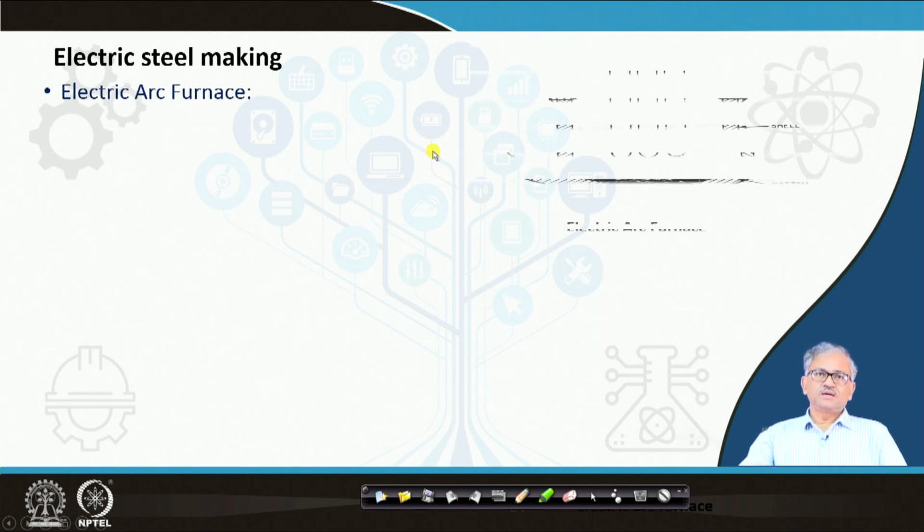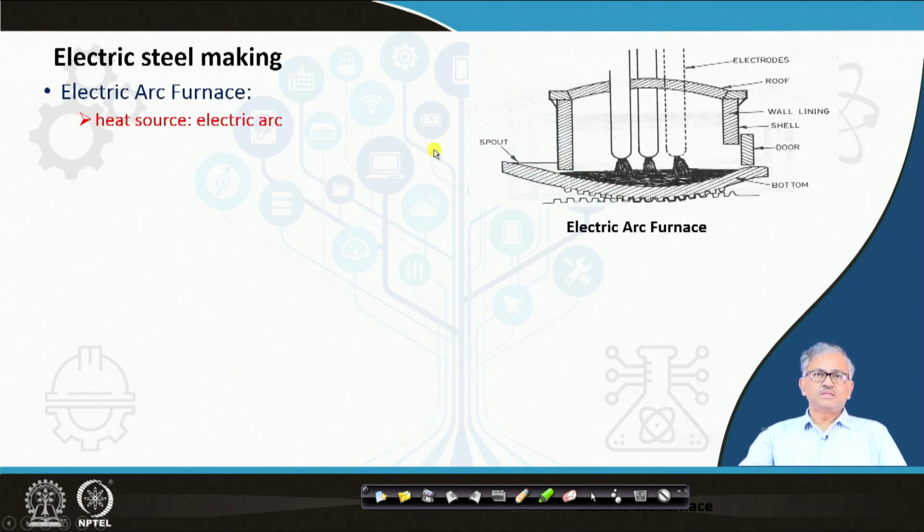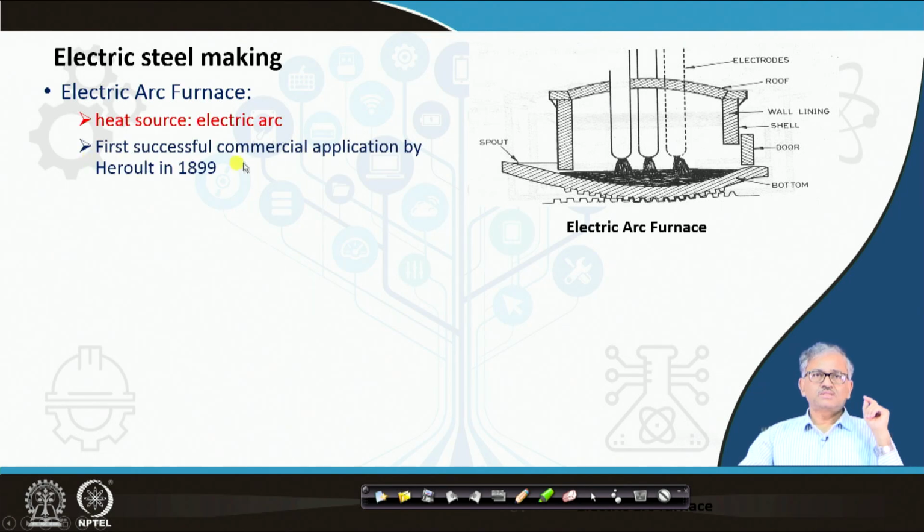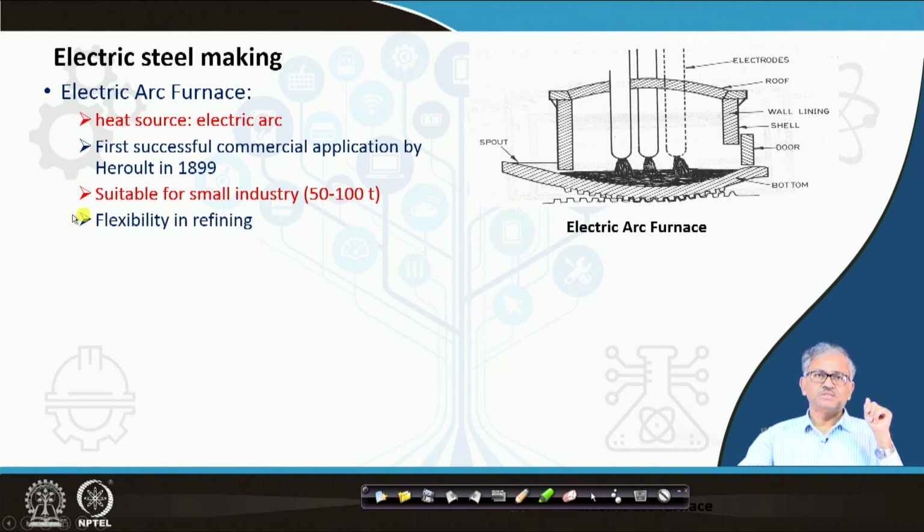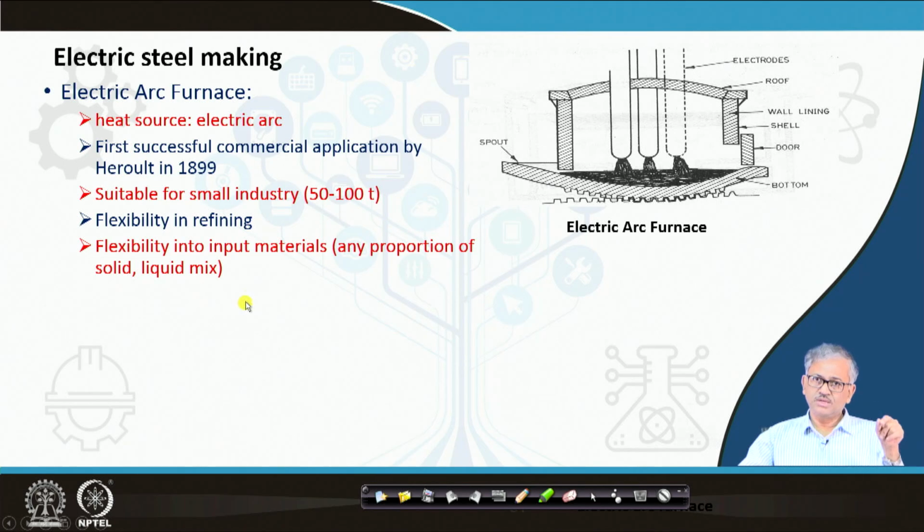The electric arc furnace was introduced. There are two types of electric steel making. One is based on the electric arc, where the heat source is the electric arc, as you can understand. The first successful commercial application was by Heroult in 1899. It was suitable for small industry, 50 to 100 tons, and you can melt scrap and produce any kind of alloy steel, because it has a lot of flexibility in refining. I will talk about that flexibility in the input material also.